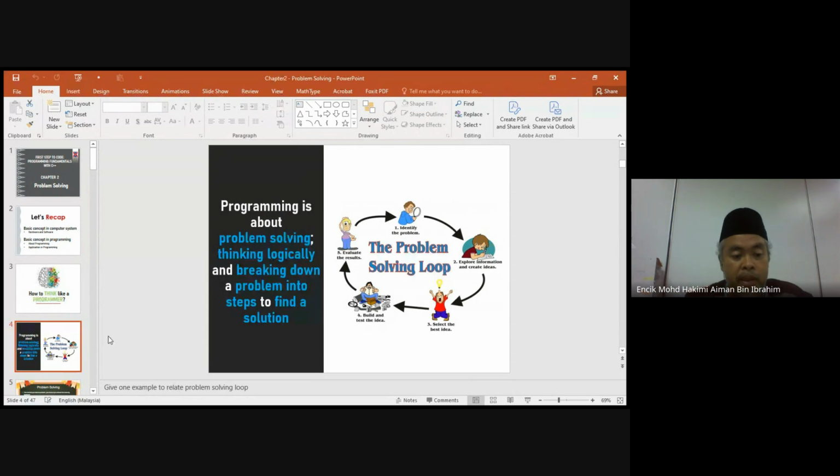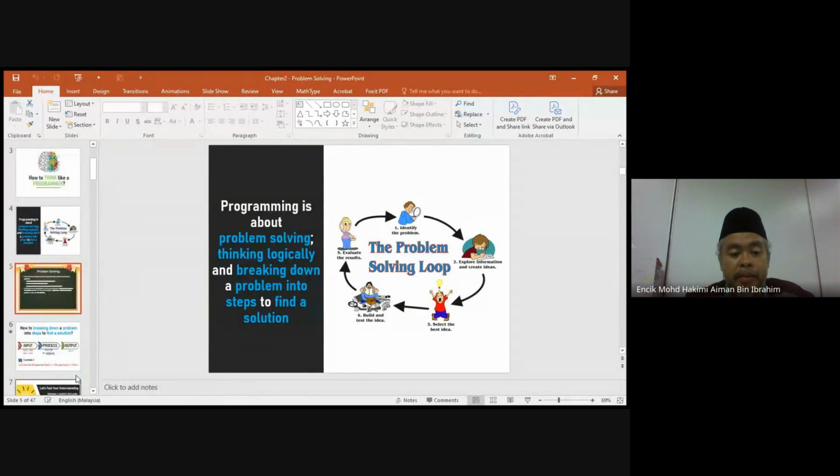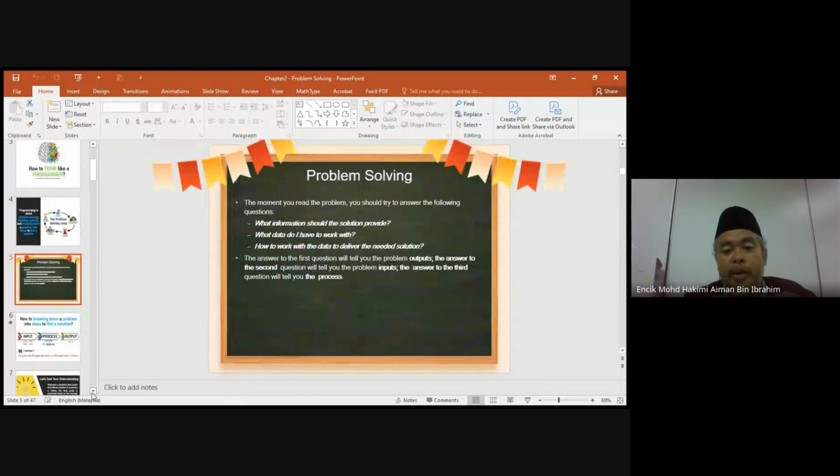Okay, problem solving. The moment you read the problem, you should try to answer the following questions. If you face any problem given to you in written form, you should try to answer these questions first. What information should the solution provide? What data do I have to work with, and how to work with the data to deliver the needed solution?